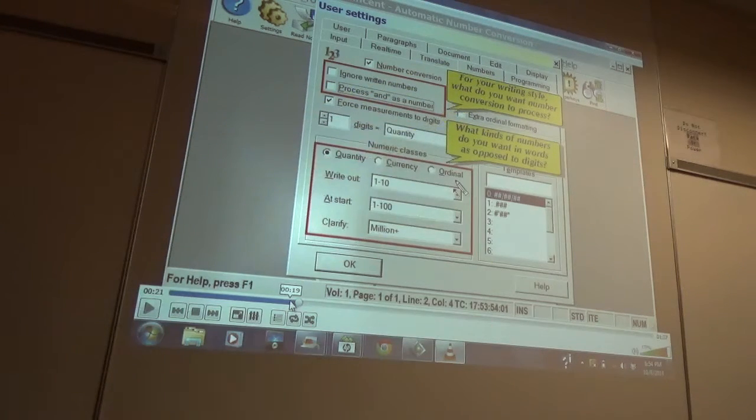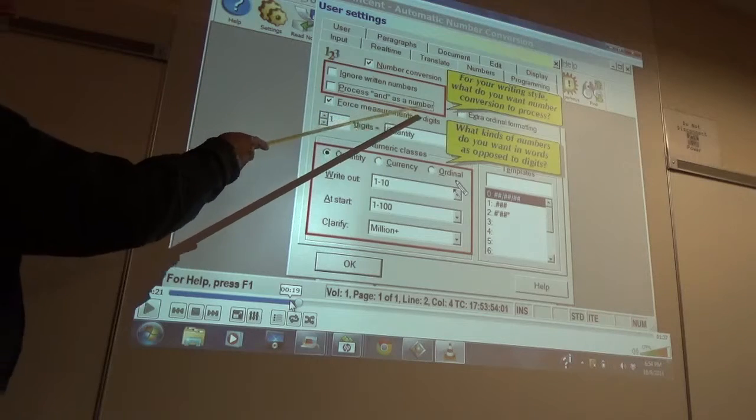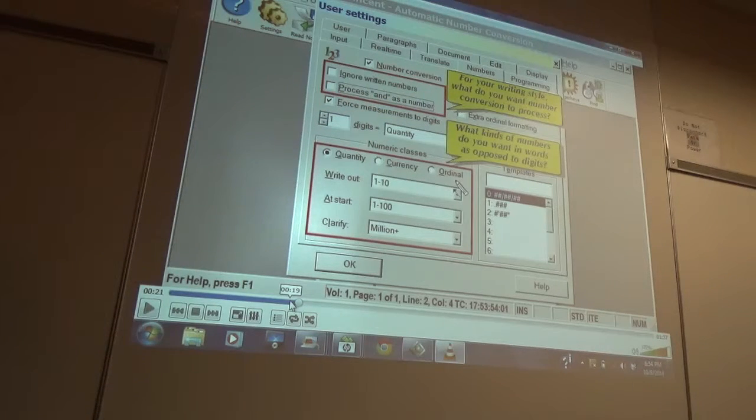Okay? So it's always going to put written numbers in the number form and process "and" as a number. So if that's the way that you hear it and you write it that way, then you need to check this box. That when you have numbers and you write "and," like they say, $471.